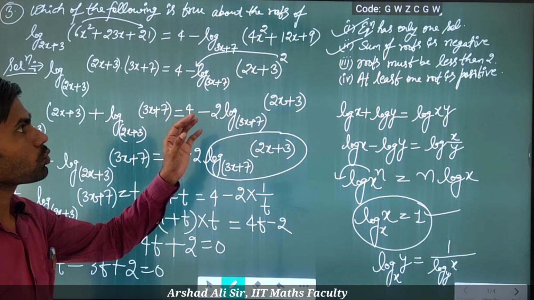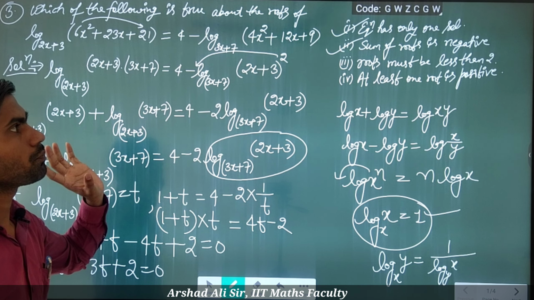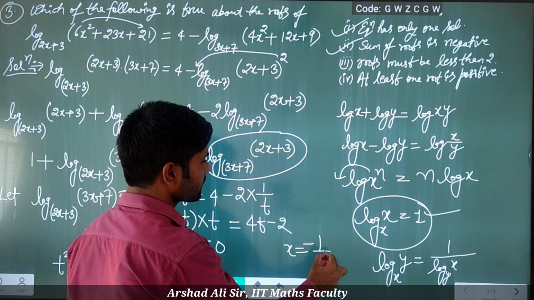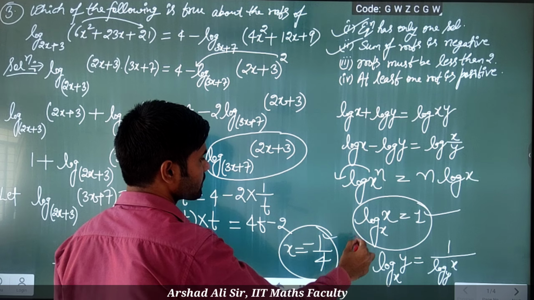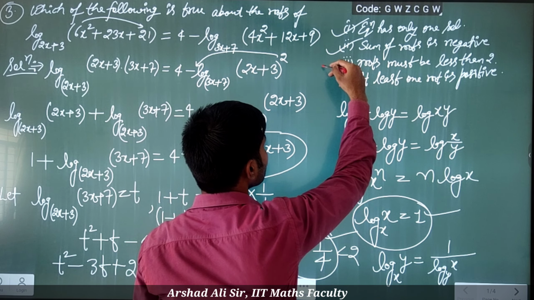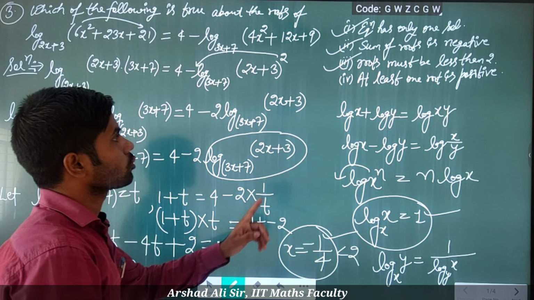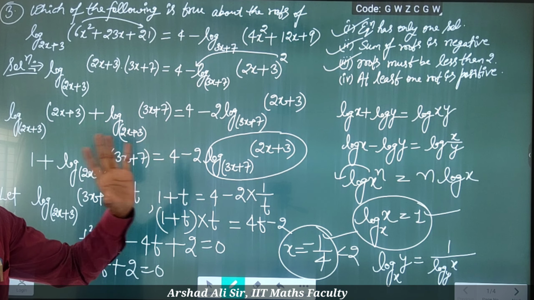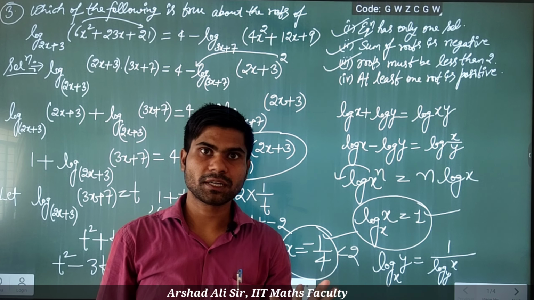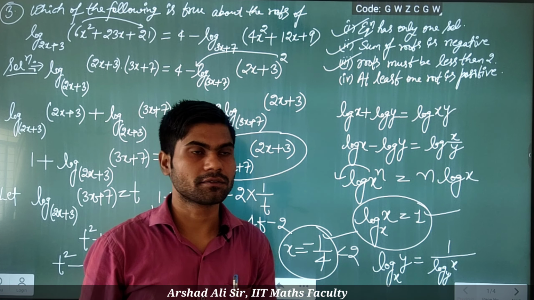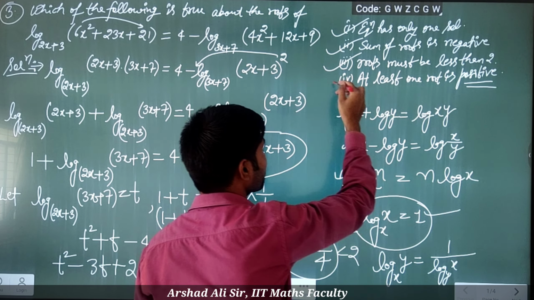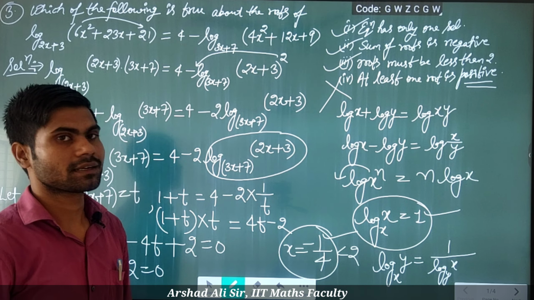Third option, roots must be less than minus 2. Yes, x equal to minus 1 by 4, we are getting this one answer. Okay, only one answer, and it is less than 2. Correct or not? So option number 3 is also correct. Now the fourth option, at least one root is positive. No, we got 3 roots, 2 roots not acceptable, but all 3 roots are negative. It means the answer is not positive, we are getting a negative answer. So option number 4 is incorrect.